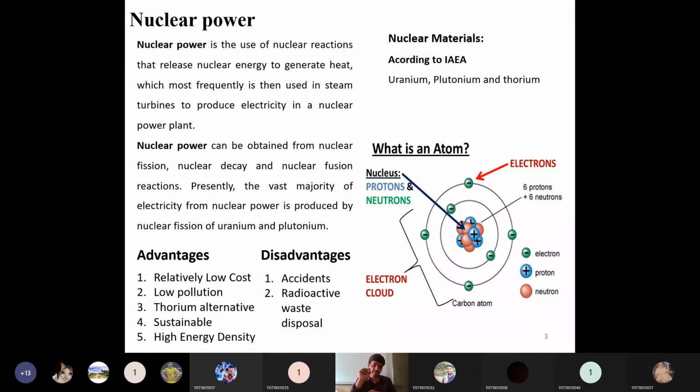Atoms are extremely small. An example: take a piece of chalk. Whenever I am writing on the board, the small tiny particles which fall on the ground are nothing but atoms. Inside that atom there are many things, like neutrons, protons and electrons. Atoms are extremely small, and typically their sizes are around 100 picometers. So this 100 picometers is nearly equal to 10 to the power minus 12 meters.